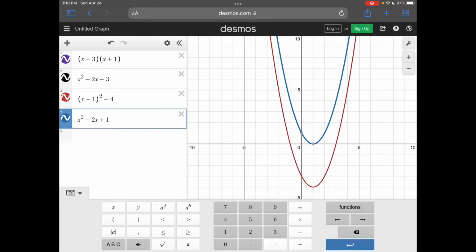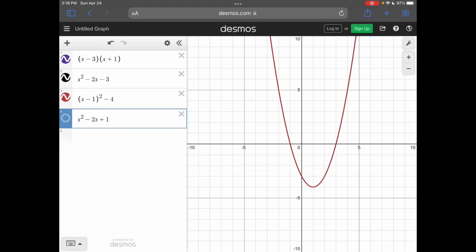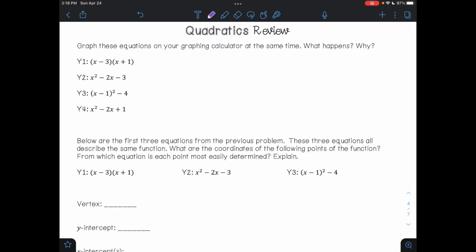So if I hide the blue one for now, and then I had the red and I had the black, I'll see here that these first three equations are all the same. It's just this last equation that is slightly different. So I could say something like, the first three equations produce the graph of the same parabola.